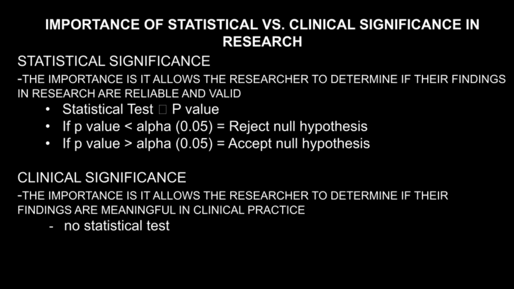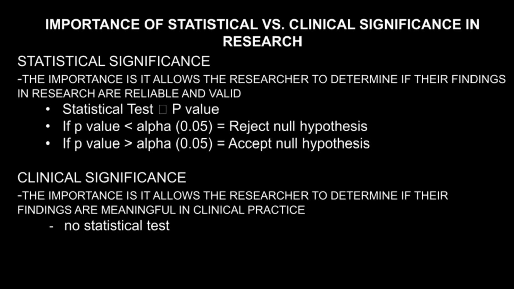The importance of statistical versus clinical significance in research. The importance of statistical significance is it allows the researcher to determine if their findings in research are reliable and valid. The researcher uses the p-value and alpha coefficient to look at results of a research study to see if they were statistically significant. While examining a qualitative study, researchers formulate a null hypothesis stating that there might be a relationship between two variables, or an alternate hypothesis which states that no relationship exists between variables.